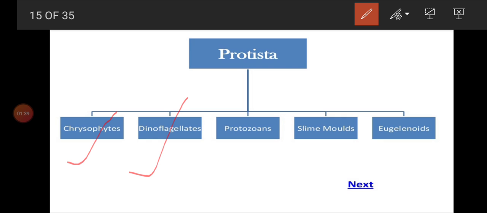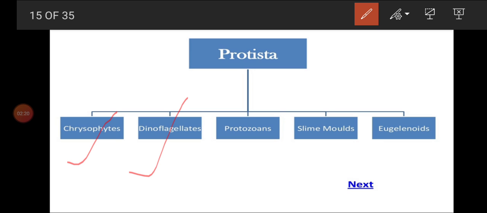The second one is dinoflagellates. Dinoflagellates are also algae, but you want to remember why they were kept separately, why they weren't added into the chrysophytes. Externally, we know the pigment color is different. In chrysophytes we can see a yellow golden color, but in dinoflagellates we can see yellow also, and apart from that other more dominant pigments like chlorophyll green pigment, brown means xanthophyll, and red means phycocyanin and phycoerythrin. Like that we can see different kinds of pigments in the dinoflagellate.